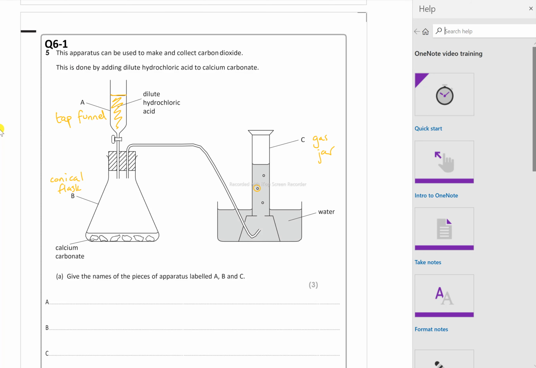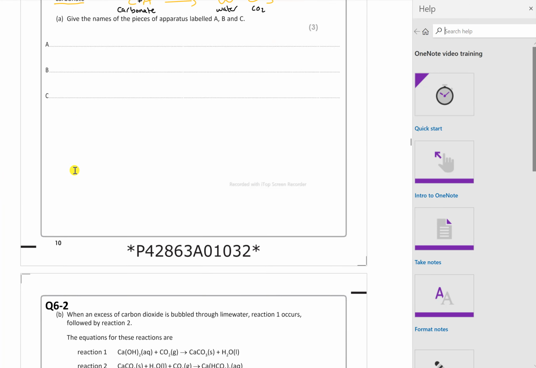and these bubbles will be CO2 bubbles. How do I know CO2? Because we're doing a carbonate with an acid, aren't we? Right, I know it's boring and repeating, but it's important that you get this into your head. A carbonate plus acid gives water, carbon dioxide, and salt. Okay.